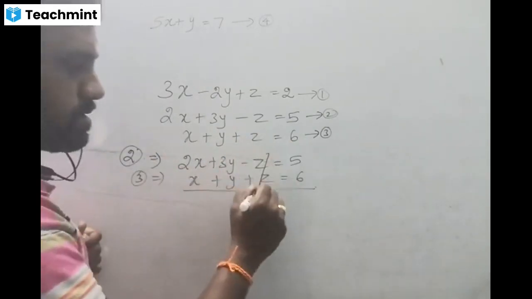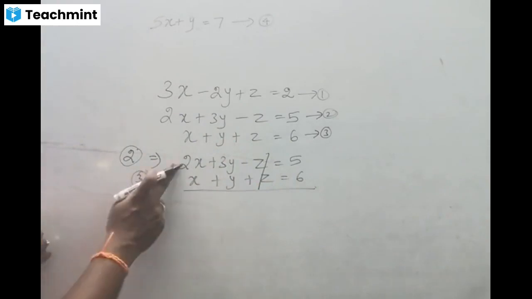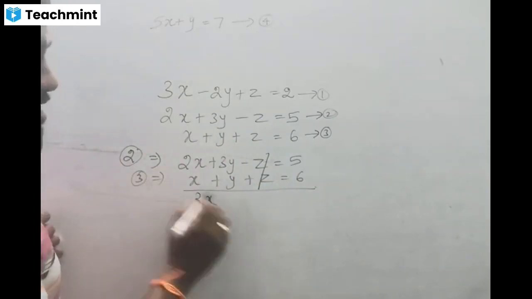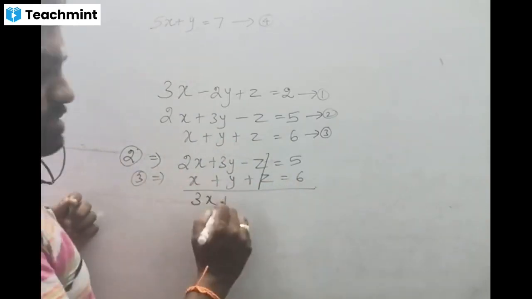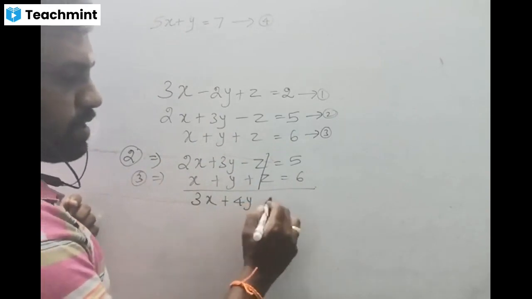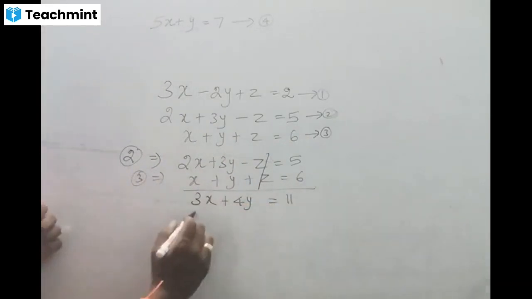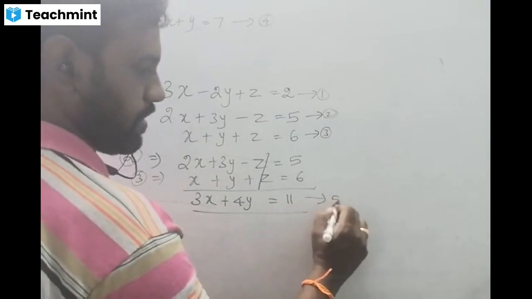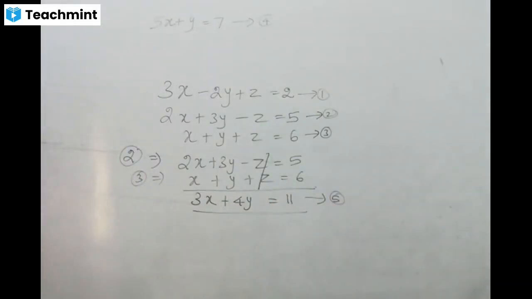Add means plus z and minus z are cancelled. Here 2x plus x is 3x, 3y plus y is 4y, 5 plus 6 is 11. So this is equation number 5. As I told you earlier, equation 5 also contains only two variables, x and y. No z will be there.